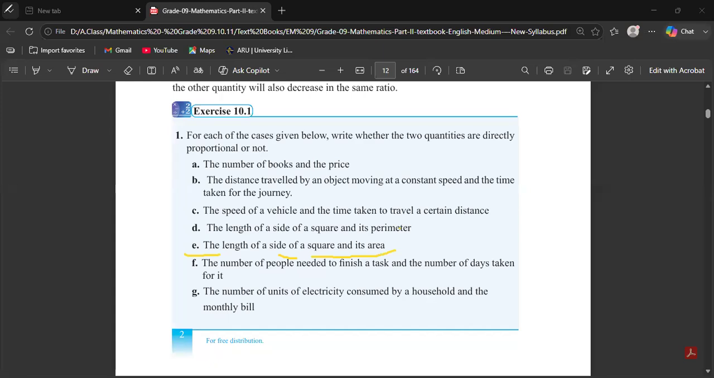Okay. So, what about this? Is this directly proportional or not? If this one is directly proportional, you can say yes. Otherwise, you can say no. Yes. What about this? Yes, Niklesh. Yes, Uday. Okay.